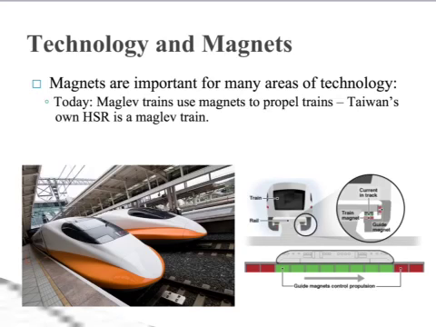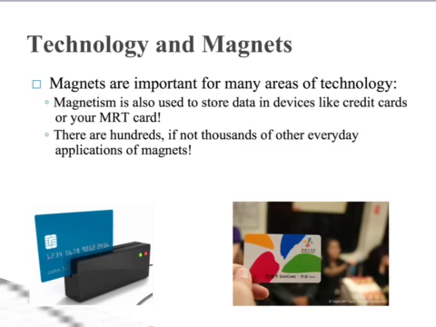Magnets are also important in other things. Today, maglev trains, like Taiwan's HSR and the ones in Japan and other places, use magnets to propel them, and they have an interesting little system to help keep them on the magnets. That's how they're able to go so fast. Magnets are also used in credit cards, debit cards, or bank cards, and also things like your Easy card for the MRT. Those are also examples of an application of magnets. And really there are hundreds, if not thousands, of other everyday applications of magnets.